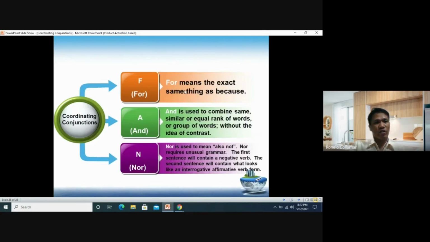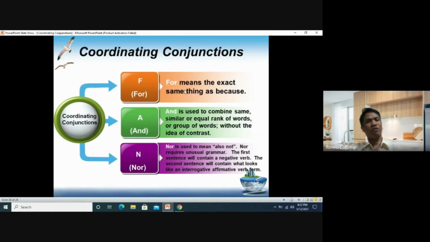All right. So for the definitions of coordinating conjunctions, let's have the word for. This means the exact same meaning as because. So you can replace the word for with the word because and vice versa. What about for the word and? The word and is used to combine same, similar, or equal rank of words or group of words without the idea of contrast, of course, because you are adding similar ideas or thoughts or group of words or clauses.